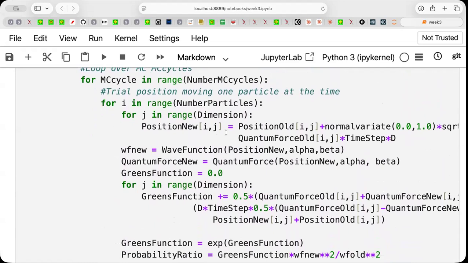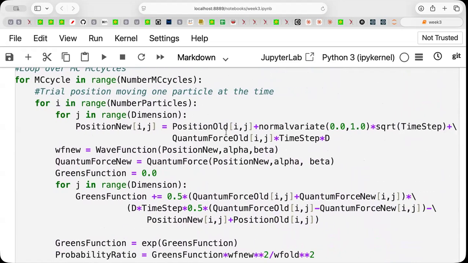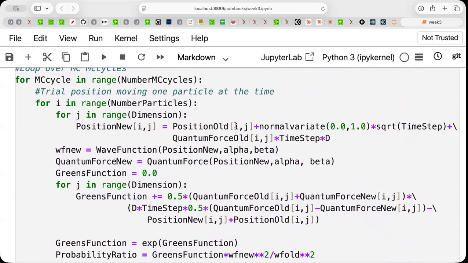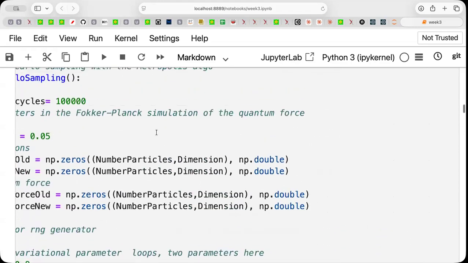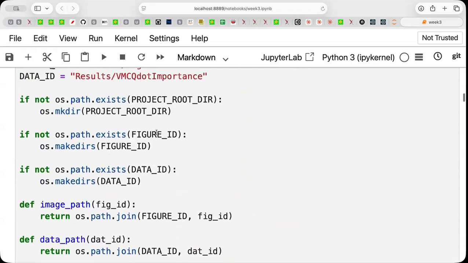But for now, what I'm doing is to propose a new position, and you see now that I have the old position, I have the normal distribution times the square root of the time step, and then I multiply with the quantum force. And the diffusion constant is just equal to 1/2, because I put h bar equal to 1 and the mass of the particle equal to 1. So I have dimensionless units here. And I'm just implementing here the Langevin equation, which just to quickly remind you of that, if we go back again a little bit.